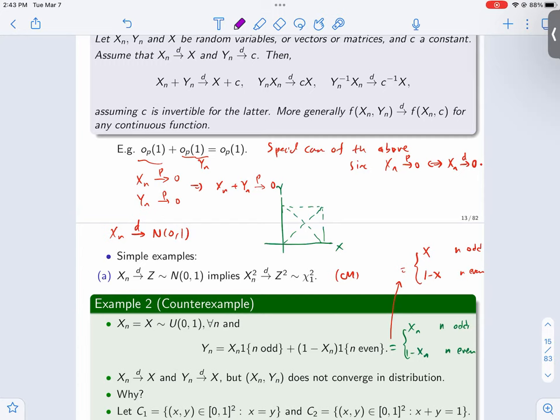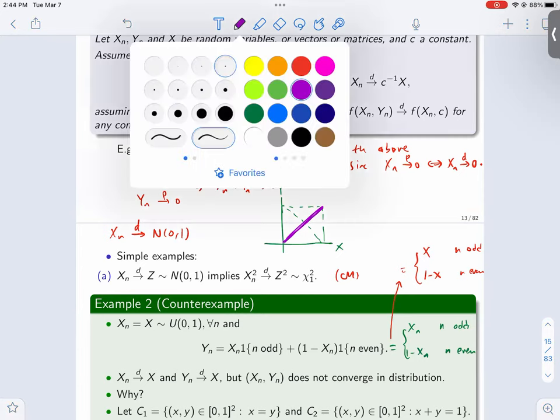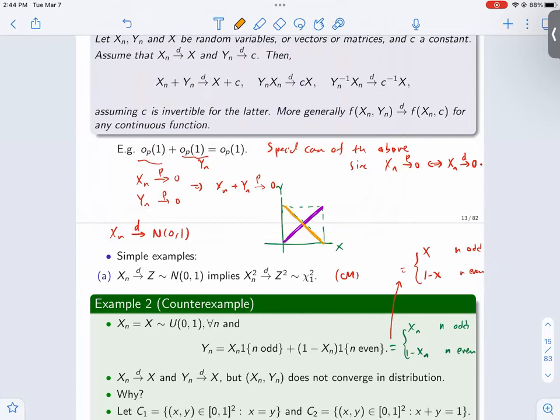If n is odd, this pair is going to be exactly X and X. So it's going to be on the line at 45 degrees, and because X is uniform, it would be uniformly distributed on that line. If n is even, then this pair would be X and 1 minus X, so it's always on this other line, and because X is uniform, you can convince yourself that it's uniformly distributed on it. So the distribution of the pair oscillates between these two uniform distributions, neither of which has a density with respect to Lebesgue measure, but they're well-defined distributions. So it can't converge to a limit, because the distribution is one thing for the even case and another for the odd case. There's no single distribution in the limit.